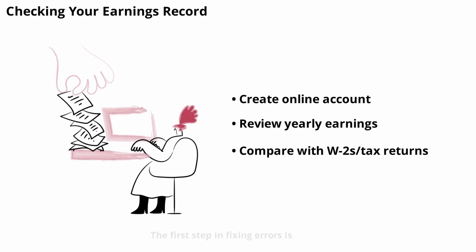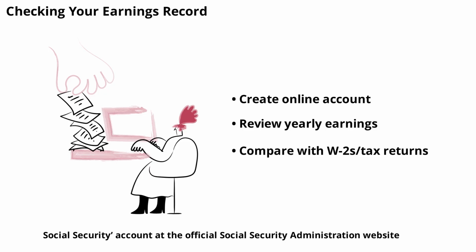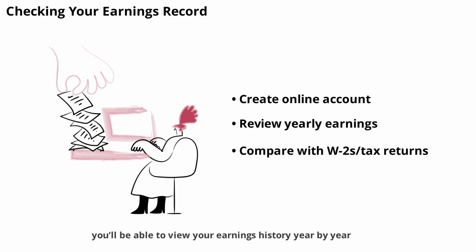The first step in fixing errors is to check your Social Security earnings record. You can do this easily online by creating a My Social Security account at the official Social Security Administration website. Once logged in, you'll be able to view your earnings history year by year. Compare these figures to your own records, such as W-2s and tax returns, to make sure everything matches up. If you spot any discrepancies, it's time to take action.